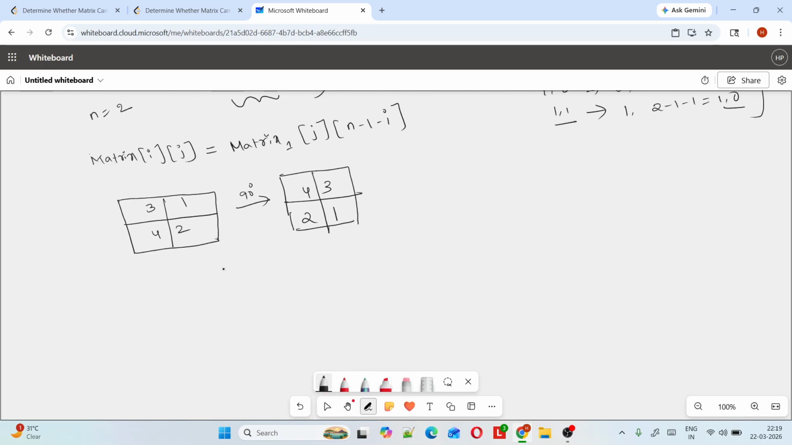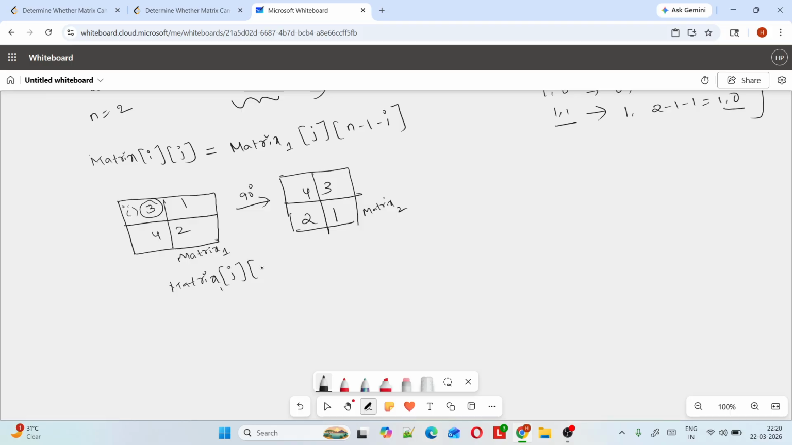Now you have to see here, this is matrix 1 and let's take this as matrix 2. Okay. For matrix 1, you have to check whether this element that is present at some index is moved to which index of this one. Okay, you have to check that. Now matrix 1 of j, n minus 1 minus i moves to which index?